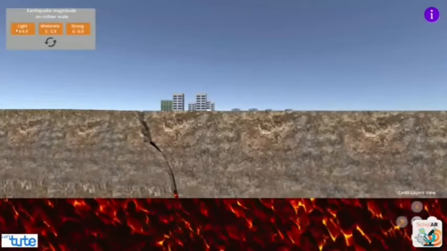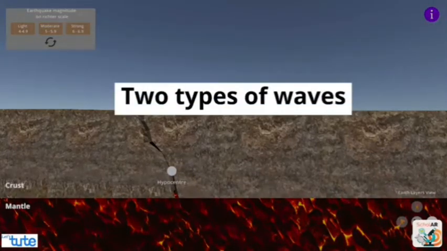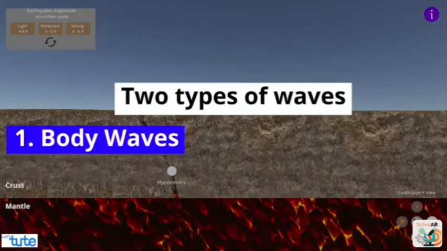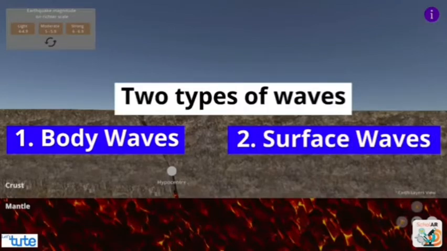Now, let's hit the 4 to 4.9 magnitude to see how this earthquake happens. We can see the earthquake starts from a point called a hypocenter inside the earth. During an earthquake, 2 types of waves are formed. One is called body waves and the other is called surface waves. Let's see what are called body waves.